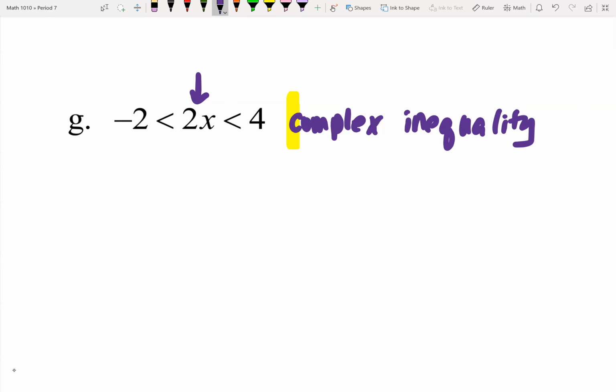I want an x. So I have to get rid of the 2. Tell me out loud, how do I get rid of the 2? Divide by 2, but you have to divide all regions by 2. Did I divide by a negative number? No, so I don't switch anything. So I have negative 1 is less than x is less than 2.